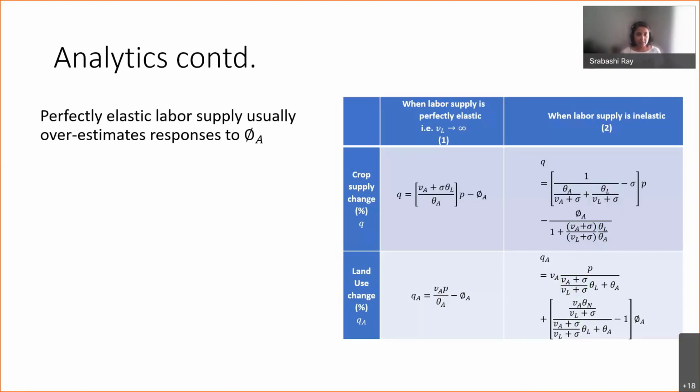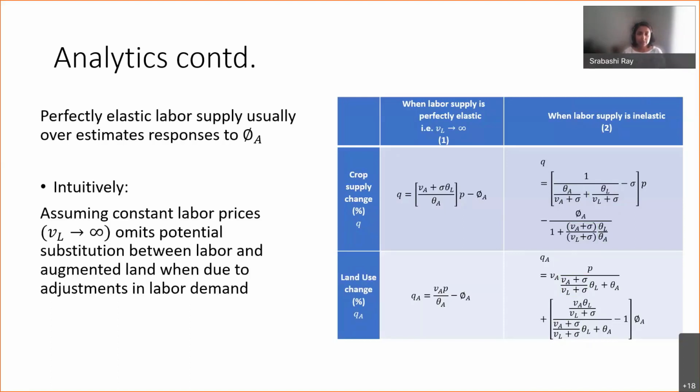So the big takeaway from this table is that under perfectly elastic labor supply, we usually overestimate responses to a conservation policy represented by phi A. And why is that? If you think about it intuitively, when we assume perfectly elastic labor supply, if there is a shock to the other inputs such as land, such as we retire some land into a CRP program, if farmers in response to the retirement of land want to hire more labor in order to more intensively manage the land that continues to be in production, in doing so, we do not allow any changes in wages.